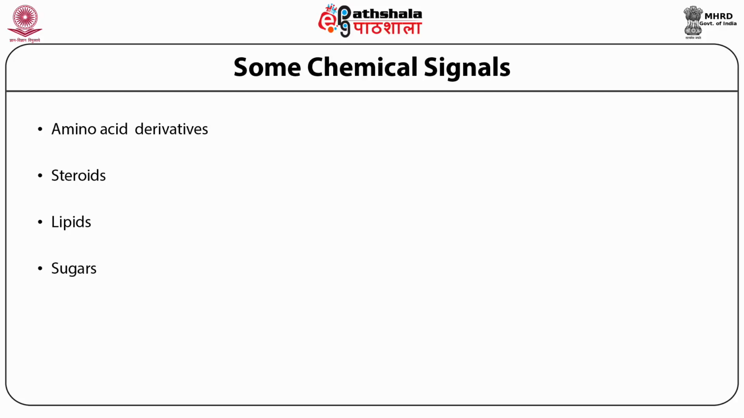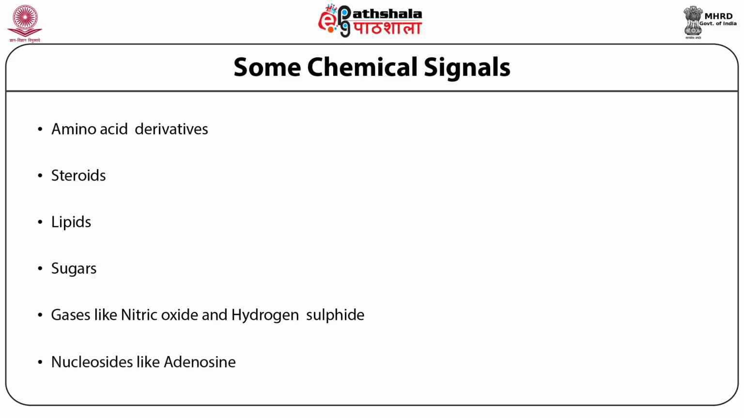And some of them, very interestingly, some chemical signals are not just soluble chemicals, but they are essentially gases in nature. Nitric oxide and hydrogen sulfide are standing examples. In fact, the discovery of nitric oxide as a chemical signal in living systems fetched a Nobel Prize for this work. And in addition to this, in some organisms, in some tissues, we notice that some nucleosides like adenosine, or derivatives of adenosine, function as chemical signals.